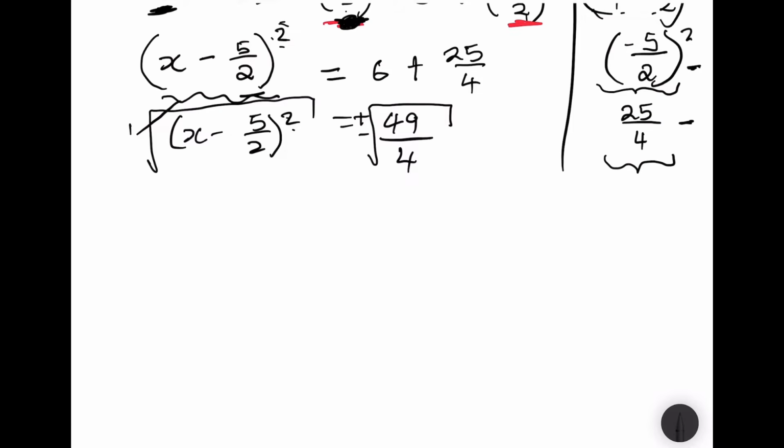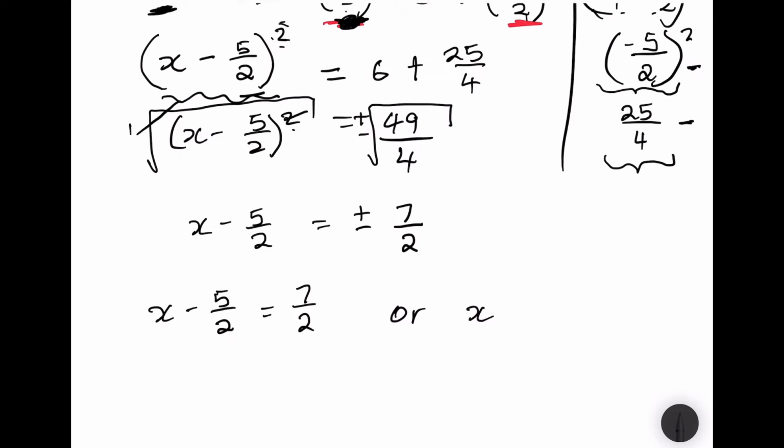Remember, the square root will cancel out the square here, so that will be x minus 5 over 2, which is equal to, on the other side, plus or minus the square root of 49, that's 7, the square root of 4 is 2. Okay, so now for my answer I've got x minus 5 over 2 is equal to 7 over 2, or x minus 5 over 2 is equal to negative 7 over 2. Those are the two solutions, right?